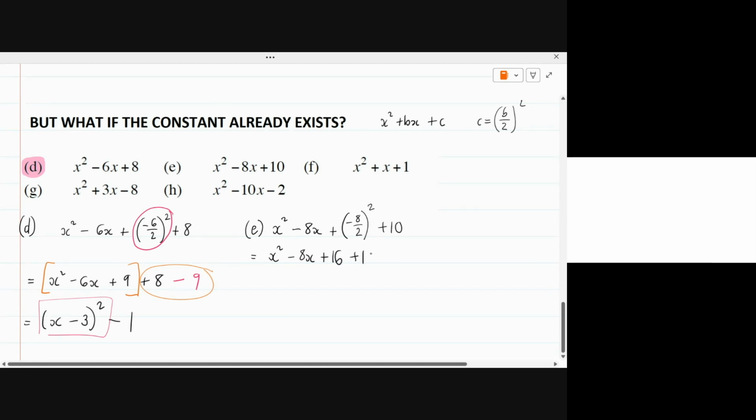Plus 10, but now I've added 16. So once I've added 16, I must now again minus 16. Okay, and then this part over here will give me a perfect square, and then that part will just give me an extra number on the end. So this then will be bracket x, negative 8 divided by 2 will give me minus 4, all squared, and 10 minus 16 will just add minus 6.